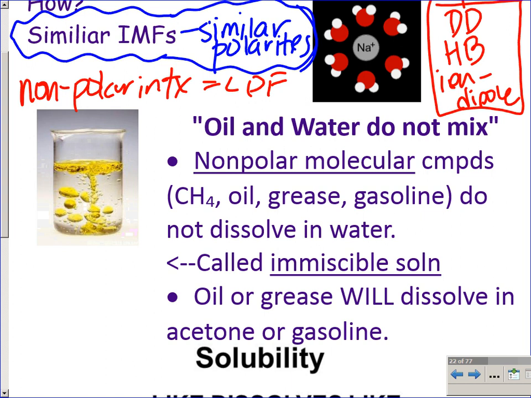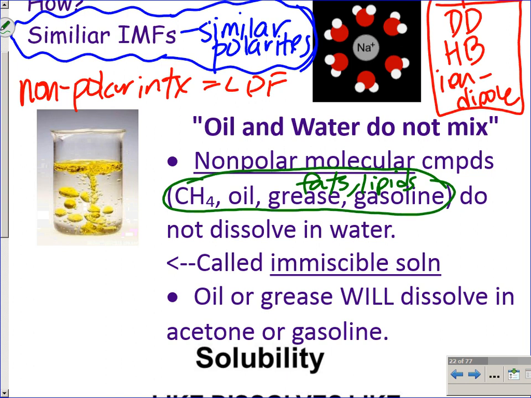So it's going to be called immiscible. And that's because many times methane, oils, greases, gasoline, and fats, other lipids, are generally nonpolar, so they don't interact very well with polar water.